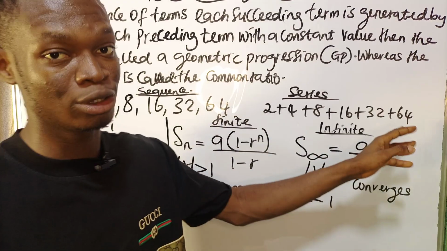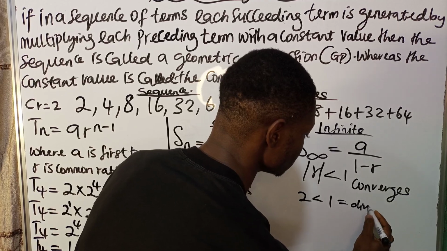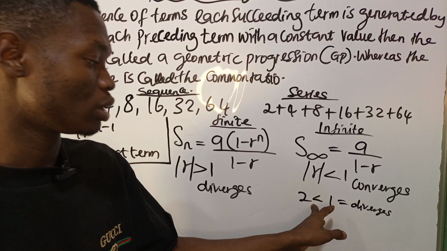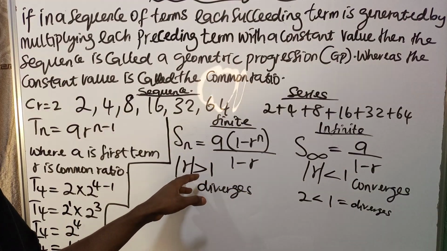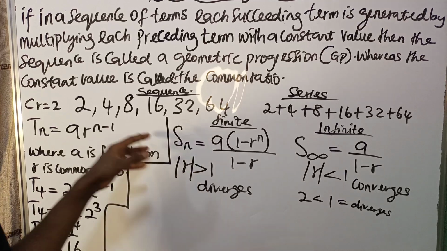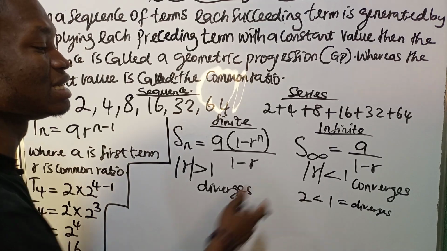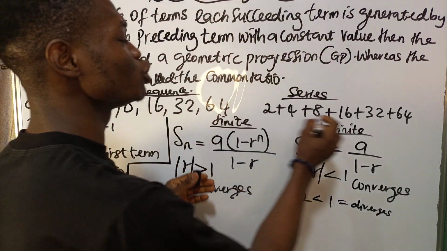This sequence or this series does what? Diverges. It diverges because it is what? This 2 is greater than 1. Are you seeing it here? The r, which is the common ratio which we found here, is greater than what? 1. It diverges. But if it is less than 1, it will do what? Converge.